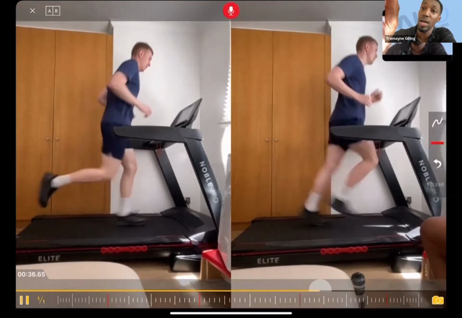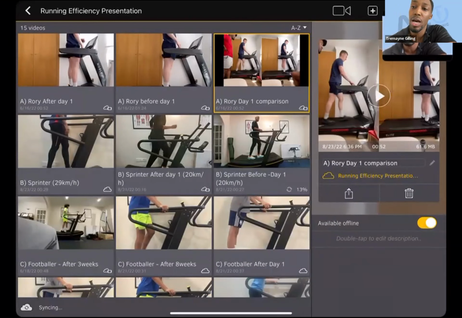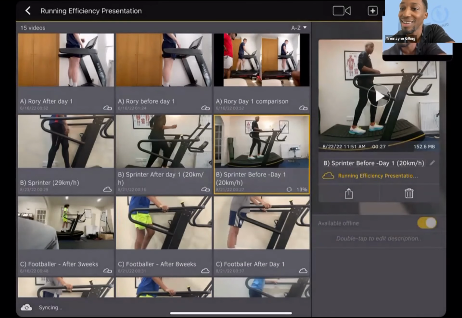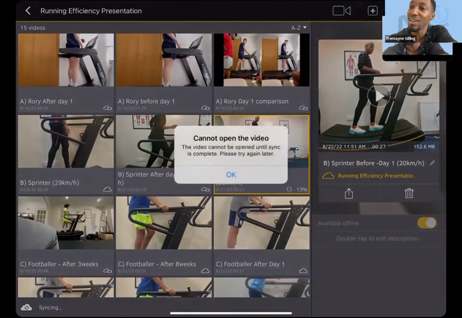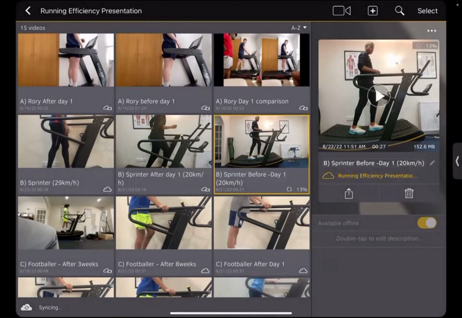So next one, I'm going through 3 different types. I'm going through a long distance runner. I'm going to go for a sprinter next, GB International Sprinter. Oh, don't tell me it's not going to work. Ah, man. So that's not working. That's frustrating. So I'll show you the footballer whilst this is loading.